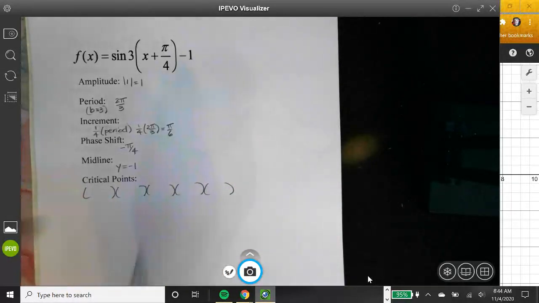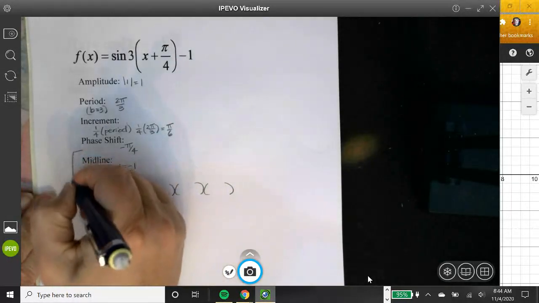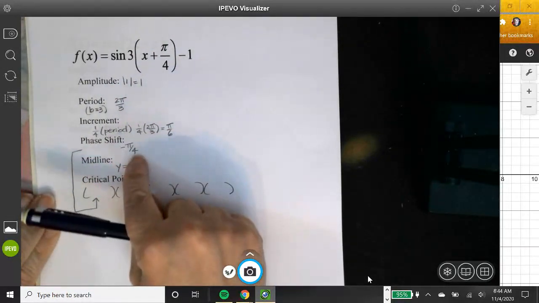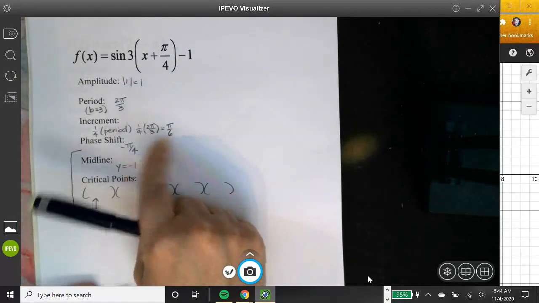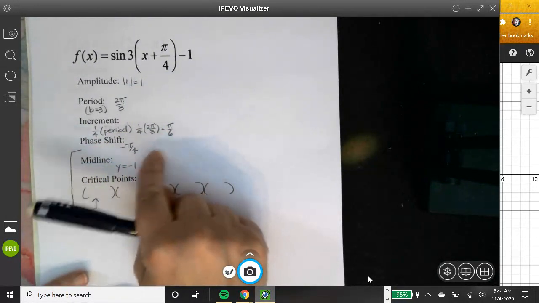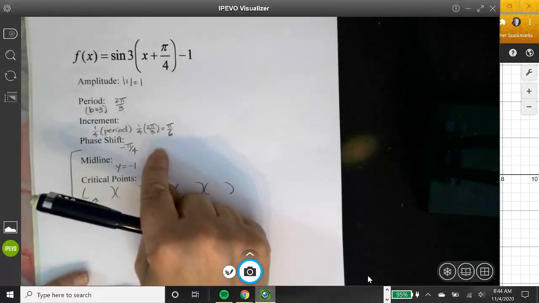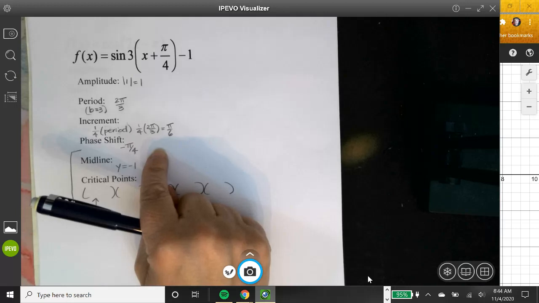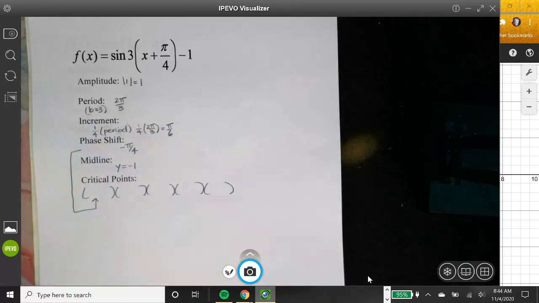Now, where are we going to start? We're going to start at the phase shift, which is negative pi over 4. But what am I adding to the phase shift? I'm adding an increment, right? Oh no, they have different denominators. So I've got to find a common denominator. Well, in this case, I'm going to suggest to you that the common denominator is 12. So I'm going to change them both to 12ths.